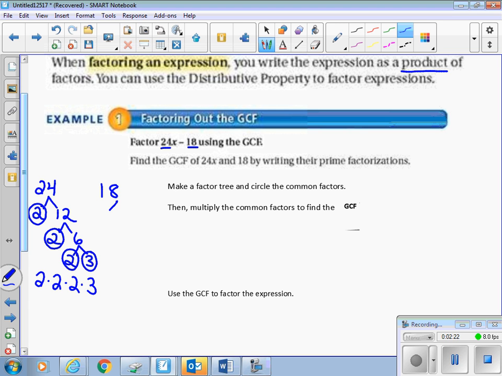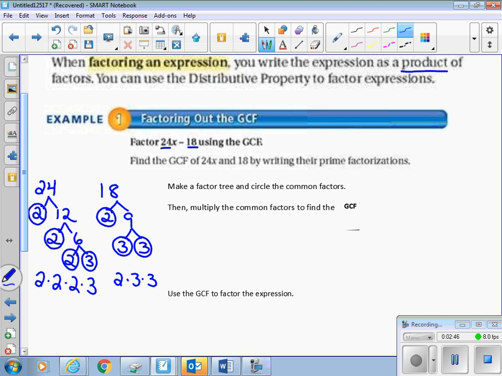I do the same thing with 18. First prime number to go into 18 would be 2. 2 times 9 is 18. What's the first prime number that can go into 9? 2 does not. The next prime number would be 3. 3 goes into 9 how many times? 3. 3 times 3 is 9, both of which are prime. So its factors are 2 times 3 times 3. Check it. 2 times 3 is 6, and 6 times 3 is 18.